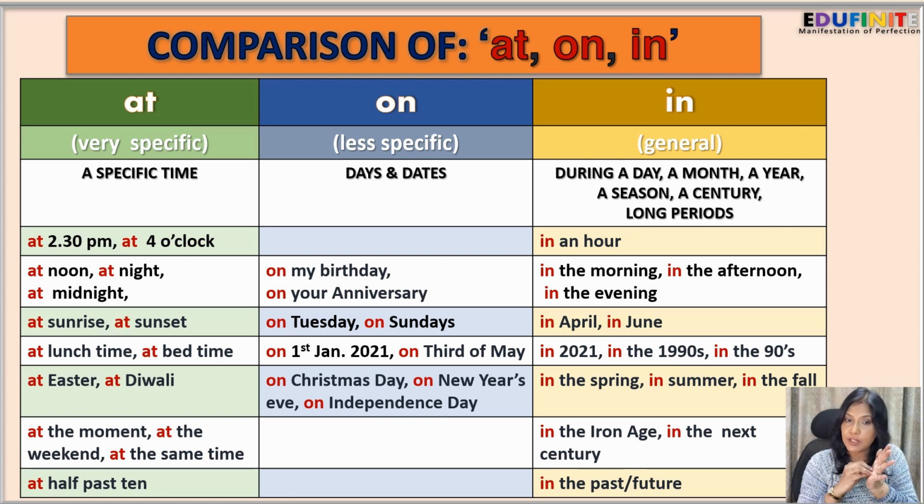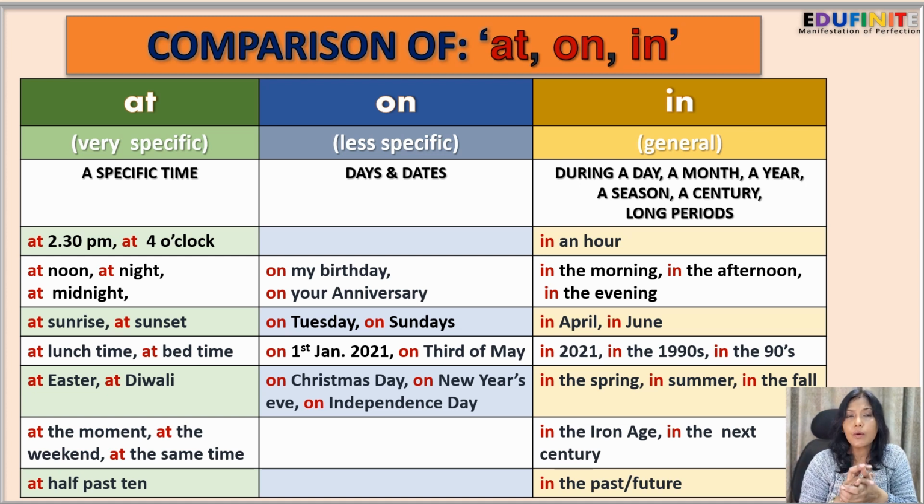Next, again specific time: at lunchtime, at bedtime. So these are all very specific times. But over here what we say is, when we talk about dates, on 1st January 2021 or on 3rd of May. So this is how we talk about dates with the preposition of time on. Next, with in we focus on the year, like in 2021 or in the 1990s, or the decade, in the 90s. That is how we focus with in.